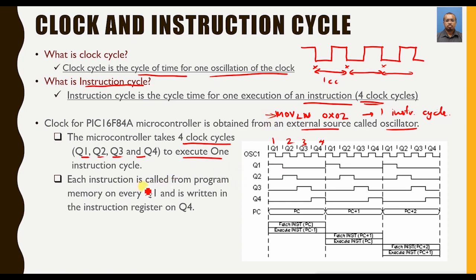Each instruction is called from program memory on every Q1, and it's written in the instruction register on Q4. So at this point during Q1, the instruction is being fetched from program memory. At Q4 here, the instruction is written in the register. So again, here we need four clock cycles to execute one instruction.